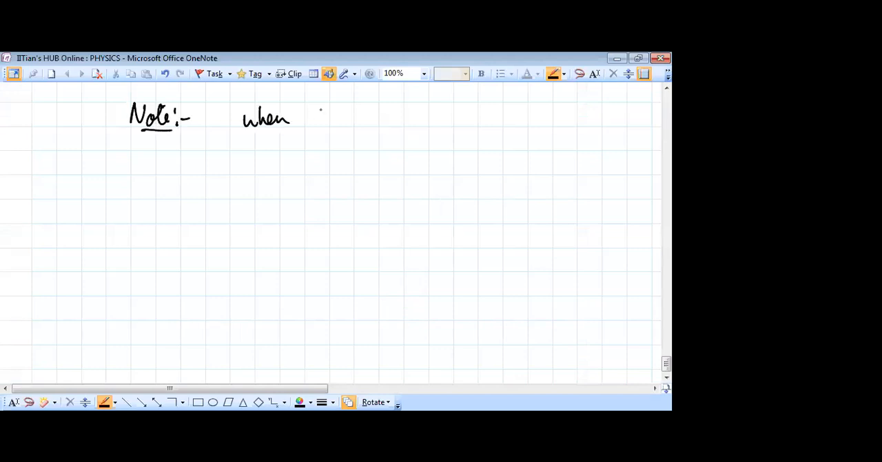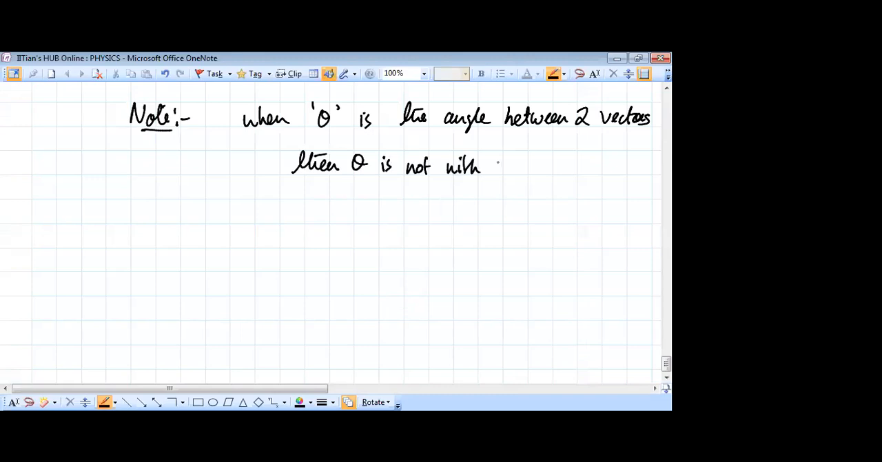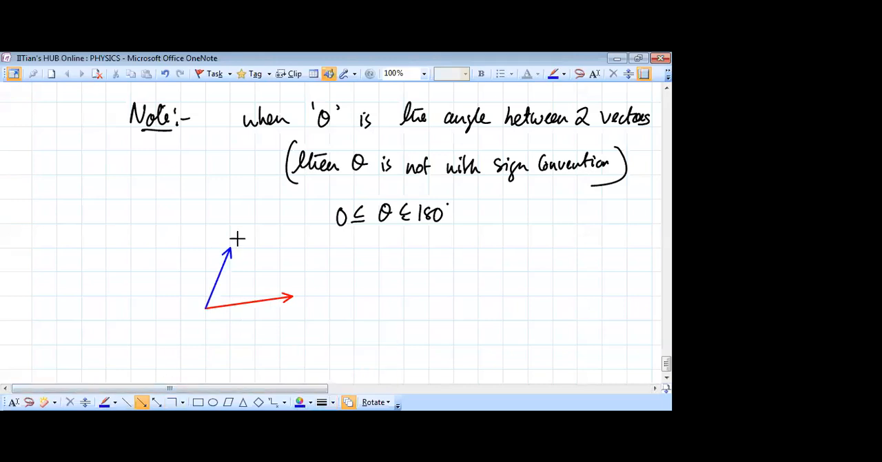When theta is the angle between two vectors, then theta is not with sign convention. The range of theta is only between 0 and 180. Then you will see that this is a case of theta being acute. So here theta will be some value less than 90 degrees.